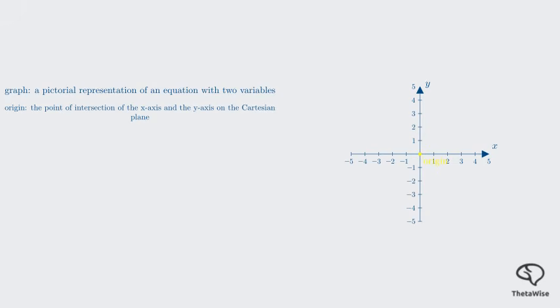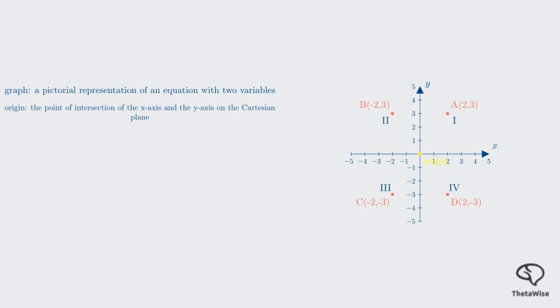The intersection of the x-axis and the y-axis divides the Cartesian plane into four regions, which we call quadrants. Quadrant 1 is the top right section, where both the x and y coordinates are positive. Quadrant 2 is the top left, where x values are negative and y values are positive. Quadrant 3 is the bottom left, where both x and y coordinates are negative. And finally, Quadrant 4 is the bottom right, with positive x values and negative y values.